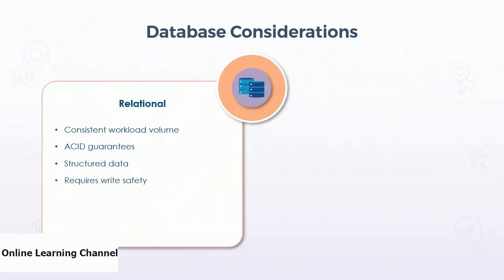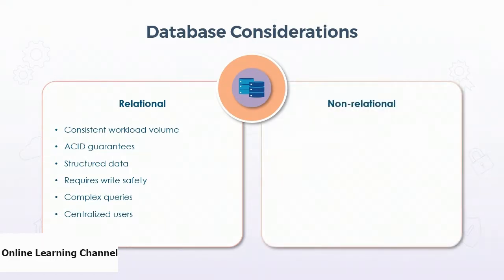So if write safety is a concern, you should think about relational databases. If your queries are complex, it may signify that you have many relationships, which relational databases may serve best. If your users are all centralized geographically, so you don't require geographic distribution, relational databases might be best.